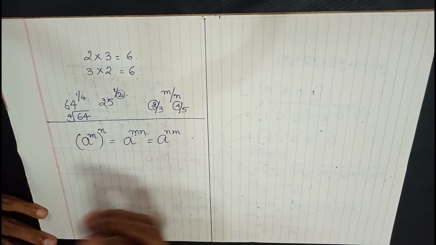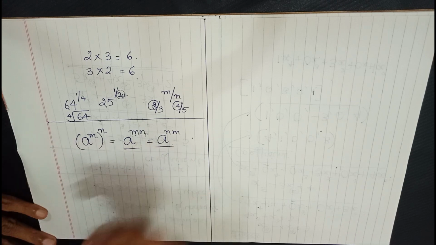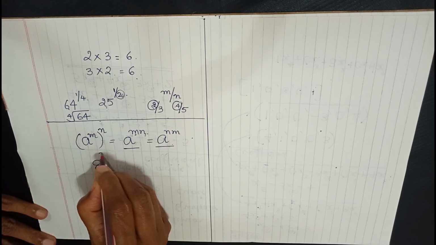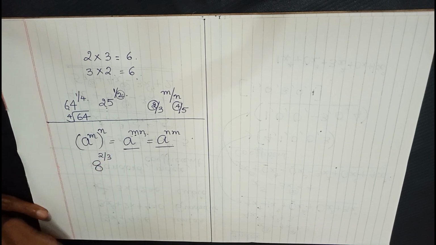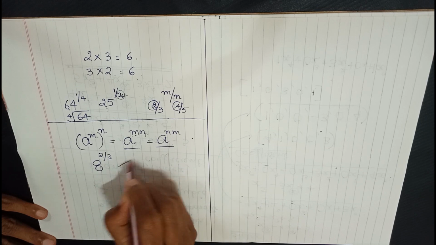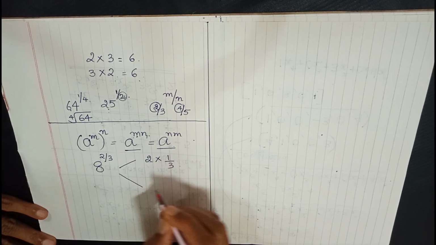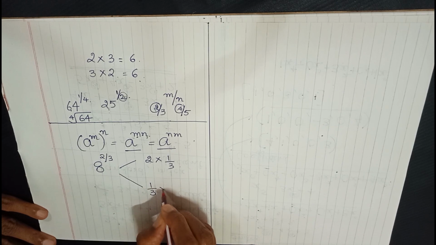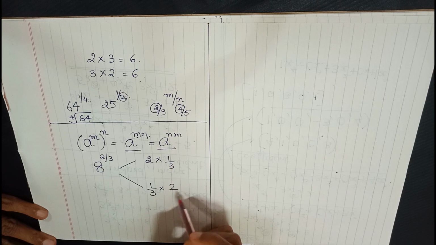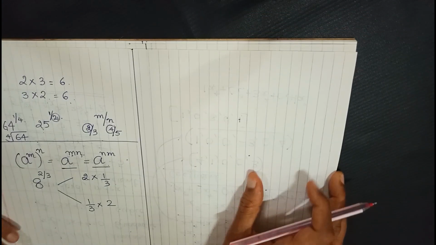So let us prove whether what we are saying here is correct or wrong. Let's take an example. I have 8 raised to 2 upon 3. Now this 2 upon 3 can be written in two different ways. It can be written as 2 into 1 upon 3 or 1 upon 3 into 2. Now you can see either 2 can be written first or it can be written later on. Then what difference does it make in the indices?